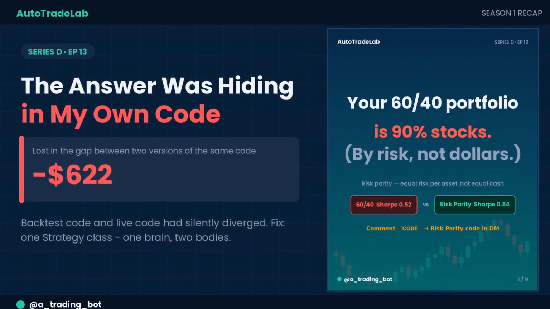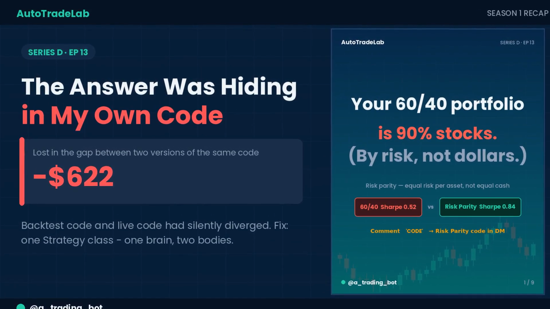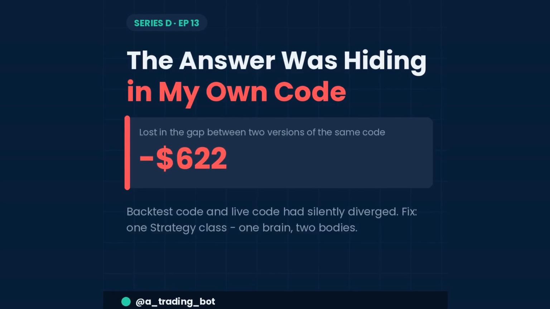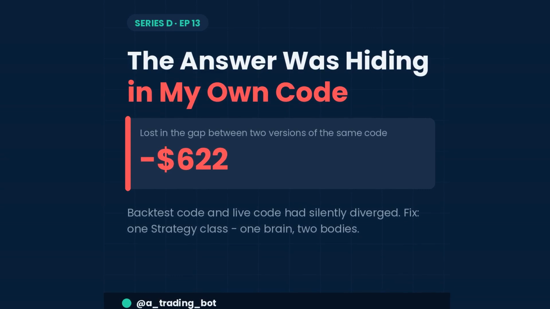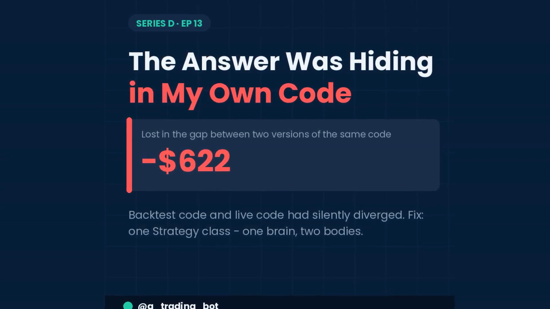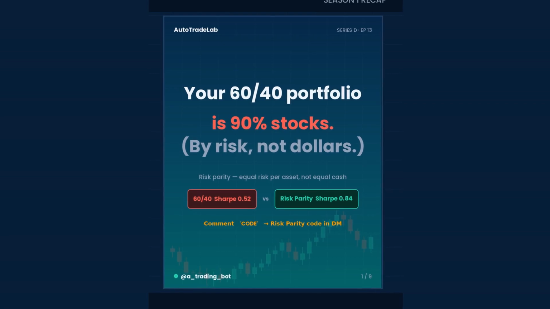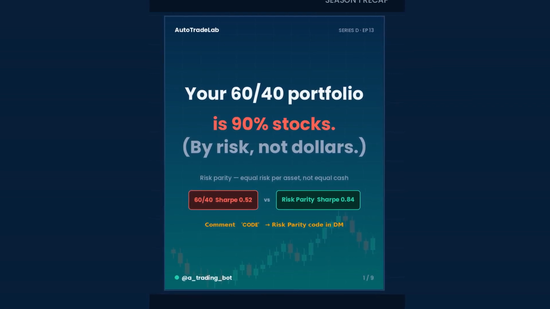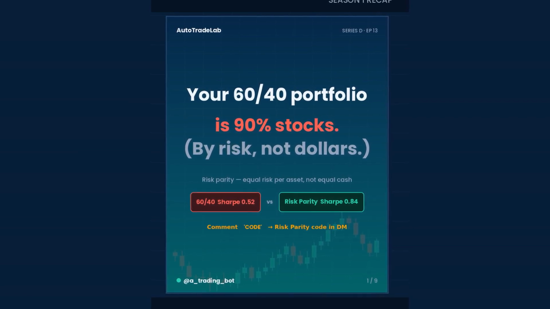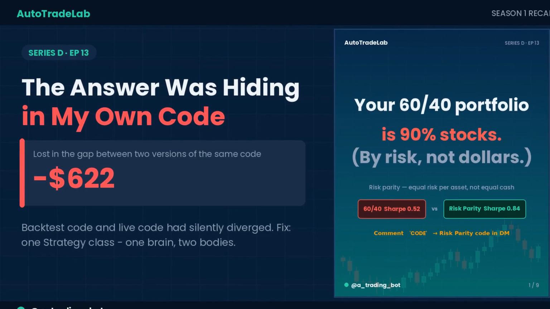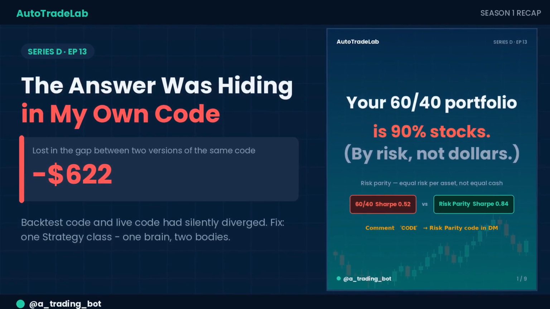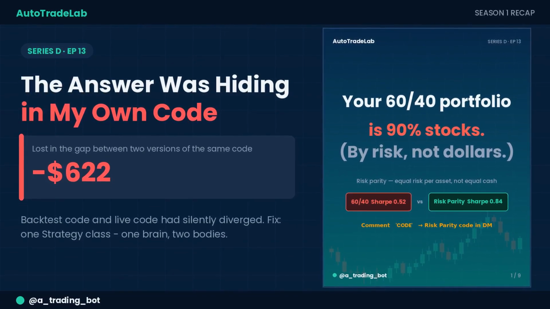And then episode 13. While auditing the system end-to-end, I found something that made my stomach drop. My backtest code and my live trading code had silently diverged. Different indicator timing. Different order execution assumptions, a different fee handling, two code bases that were supposed to be twins had grown into strangers. And that's when the scalping bot finally made sense.